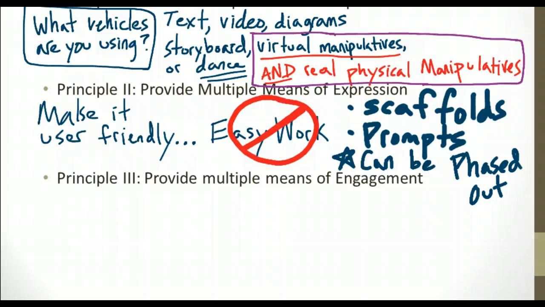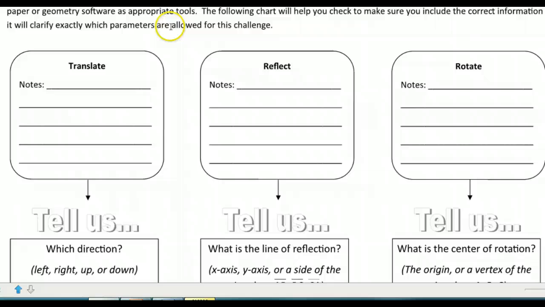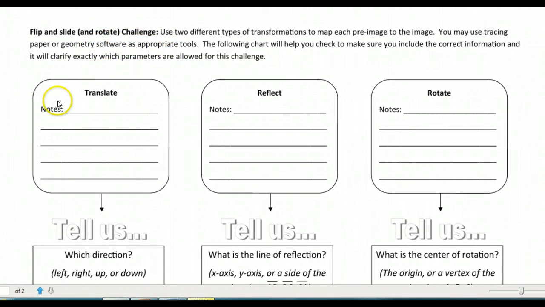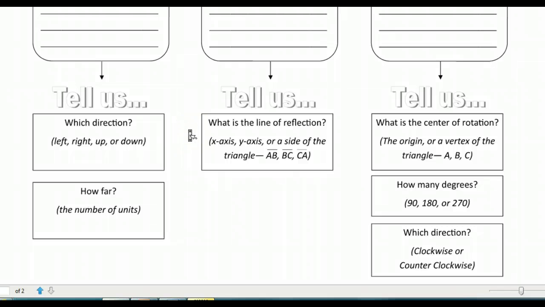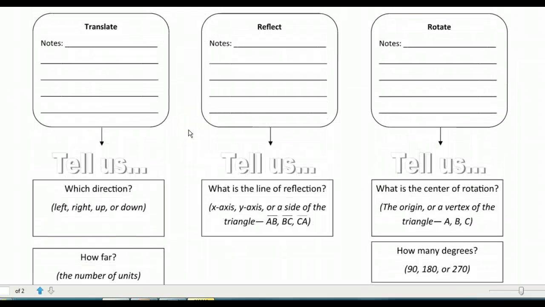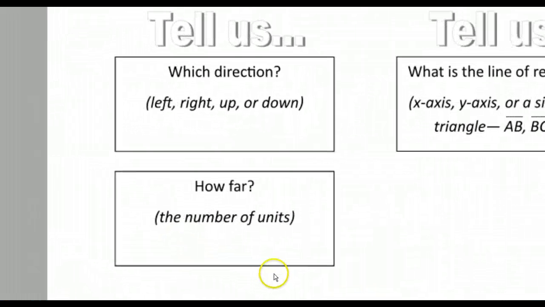Let's go back to the example and see how this applies. I have the directions. I have a place for students to take notes on each of the different transformations. And then, if they select one of those transformations, they can then see down here what items would need to be included in order to describe that transformation. So if they have a translate or translation, they would need to be able to tell us which direction. And in the case of this particular challenge, they're only allowed to use left, right, up, or down, no diagonals. And how far, the number of units.